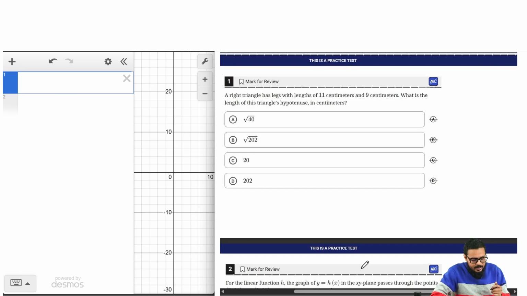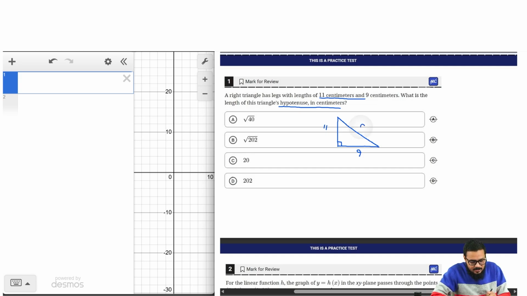It says that a triangle has legs with 11 centimeters and 9 centimeters, and I'm looking to find out the hypotenuse of this triangle. So I'm going to apply Pythagoras theorem for this one. It's pretty simple. Let's say I've got a right triangle. Considering it's question number 1, it has to be a simple one. One of the legs is 11 centimeters, the second leg is 9 centimeters, and we're looking to find out the hypotenuse of this triangle.